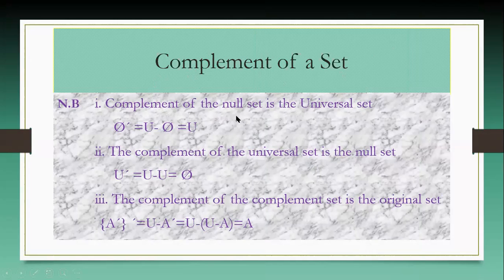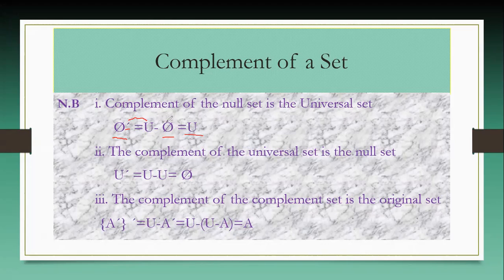Number 1. Complement of the null set is the original set. Complement of the null set means null set dash. Dash means U minus null set. Just like A dash means U minus A, in the same way, null set dash means U minus null set. Now, when you subtract 0 from 5, 5 minus 0 gives you 5. In the same way, U minus nothing gives you the answer U.